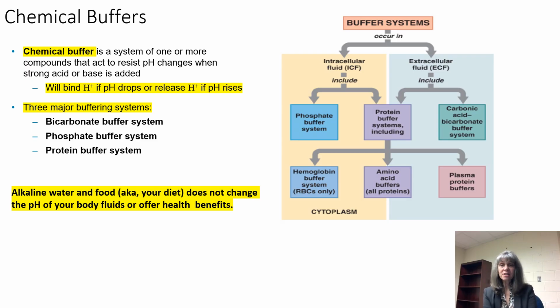In terms of extracellular fluid, we have chemical buffer systems including proteins that, again, amino acids can buffer and help with changes in pH. We also have carbonic acid bicarbonate buffer systems in extracellular fluid. We have plasma proteins that can act as buffers. So again, chemical buffers can either soak up or release free hydrogen ions.